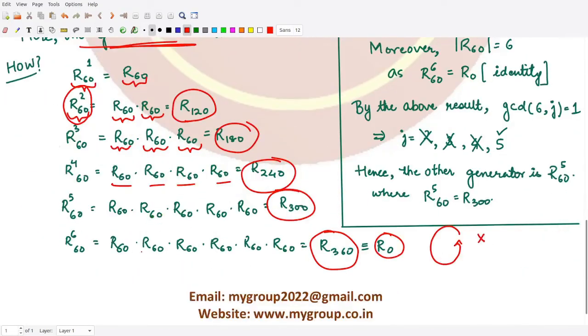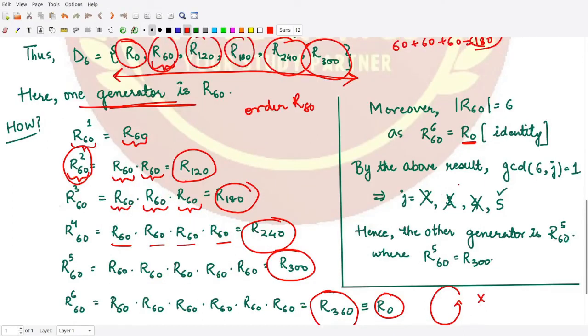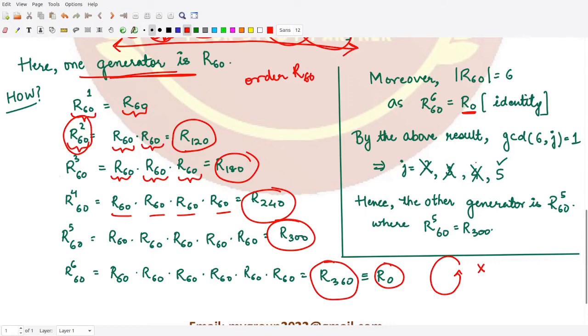Moreover, we can say what is the order of this group element R60. So here you see the order of this group element R60 is given by 6. Why? Because if we take R60 to the power 6, we obtain R0, which is the identity of the group, right?